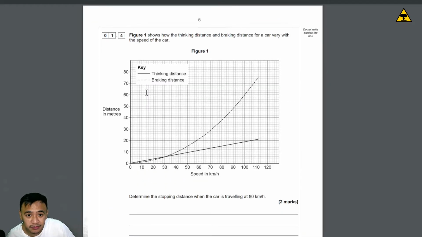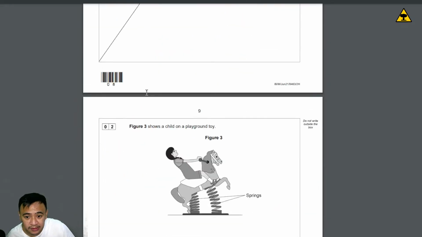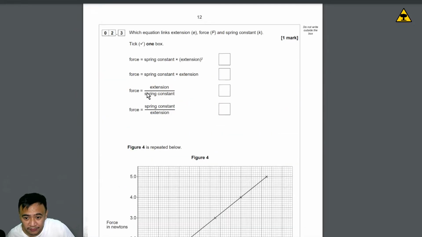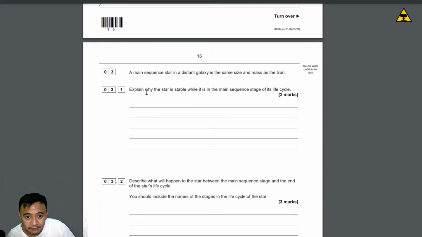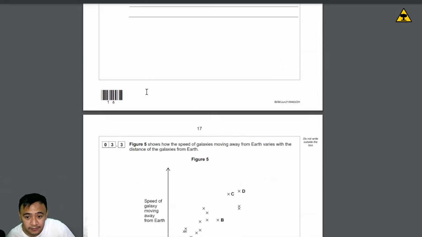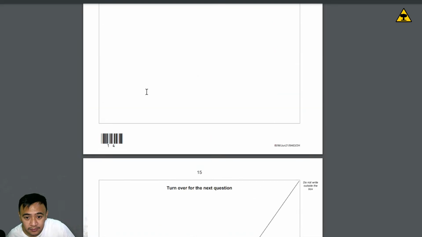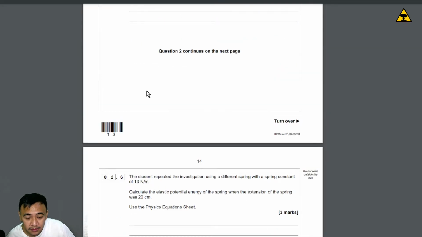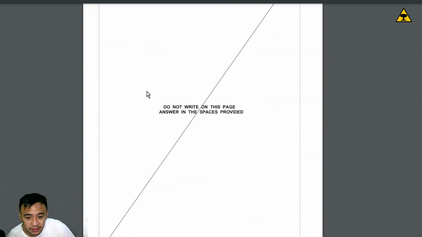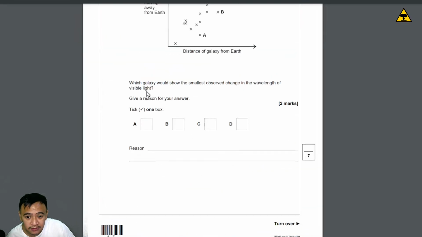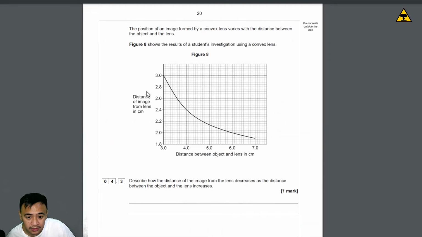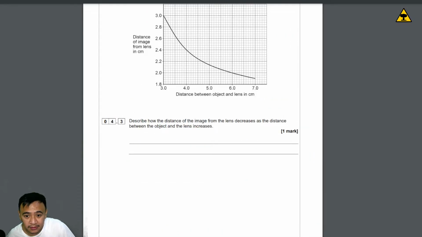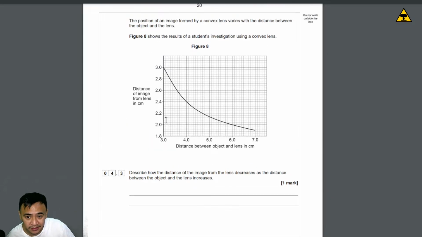This is paper 2. We're halfway done with paper 2 that we were doing. Spring constant is done. Main sequence, we don't need that. Done, done, done. So this is the question we finished last time, right?